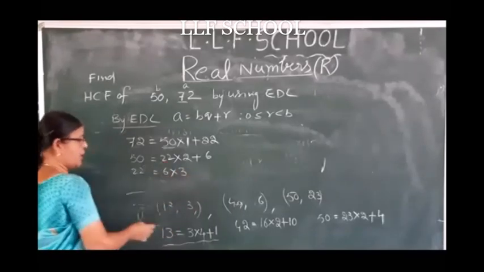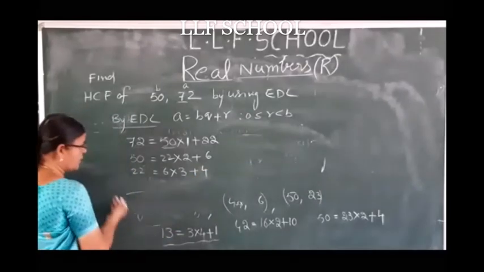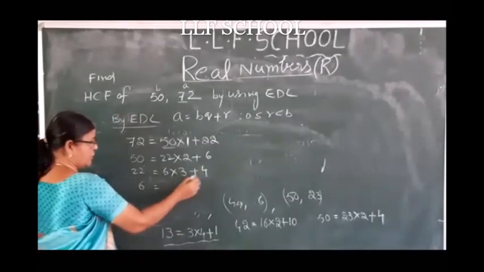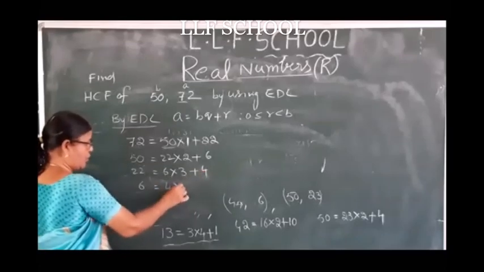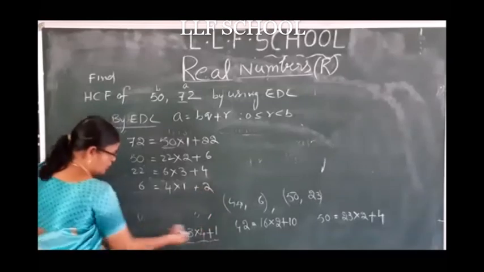6 3s are 18. Balance is how much? 4. Balance is 4. Now take the 6. 6 is divided by 4. 4 divides how many times? 1 time. The balance is 2.